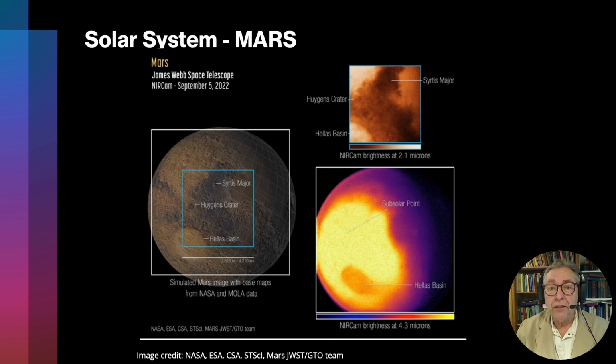On Mars, JWST is investigating the migration of water as it moves from ice to the atmosphere and to the surface. It is also investigating mysterious methane plumes that hint at geologic and maybe biologic activity.